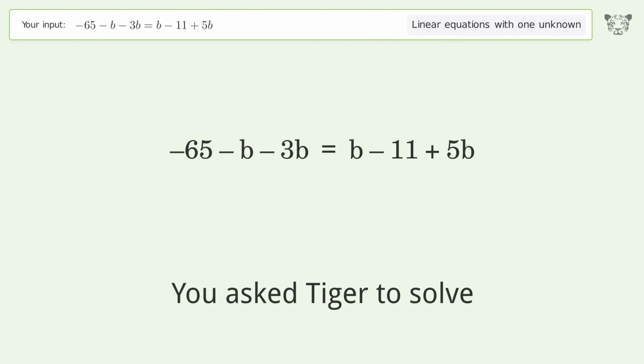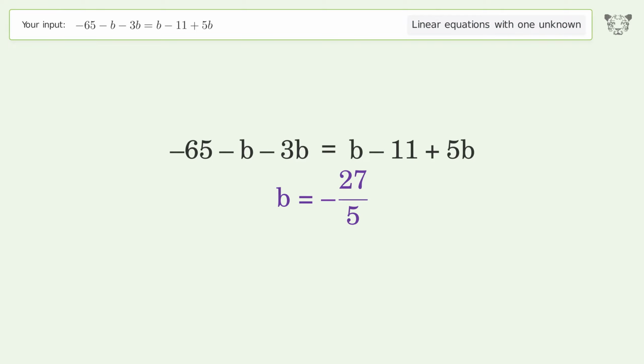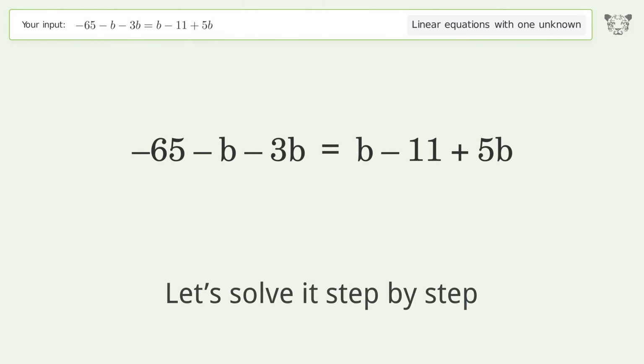You ask Tiger to solve. This deals with linear equations with one unknown. The final result is b equals -27/5. Let's solve it step by step.